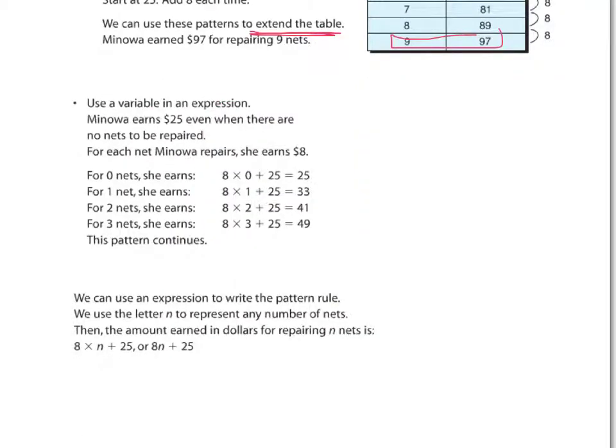is to use the variable in an expression, to use our rule. Okay, so we know that right away, doesn't matter how many nets, she gets $25. So we're adding $25. Then she gets $8 per each net. So if it's 0 nets, it would be 8 times 0. If it's 1 net, it's 8 times 1. If it's 2 nets, it's 8 times 2. If it's 3 nets, it's 8 times 3. So it would be 8 times n, so number of nets, plus 25. That would be our expression that we could use to solve that.